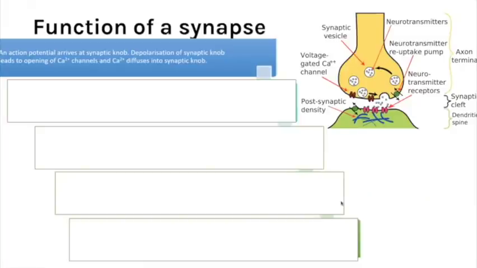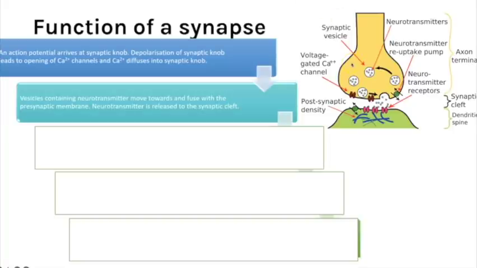Now, the way that this happens is, first of all, your action potential, as I said, it will arrive at the end of the neuron, and we describe that as the synaptic knob. Depolarization of the synaptic knob leads to calcium ion channels opening, and therefore calcium ions will diffuse into the synaptic knob.